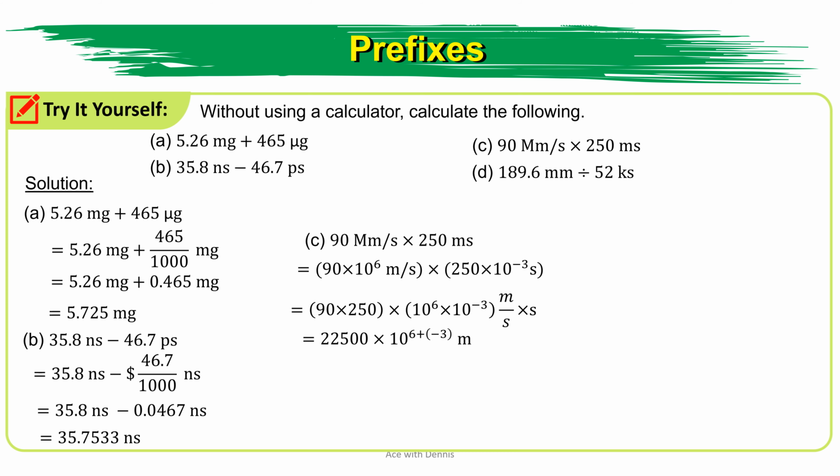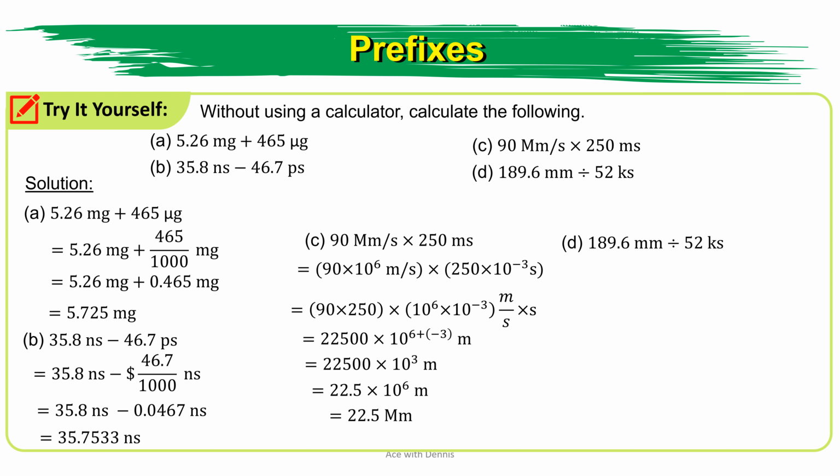So 90 times 250, we get 22,500. For the 10, we have 10 to the power of 6 plus negative 3, and for the unit, it is meters. We get 22,500 times 10 to the power of 3 meters, or 22.5 times 10 to the power of 6 meters, which equals 22.5 megameters.